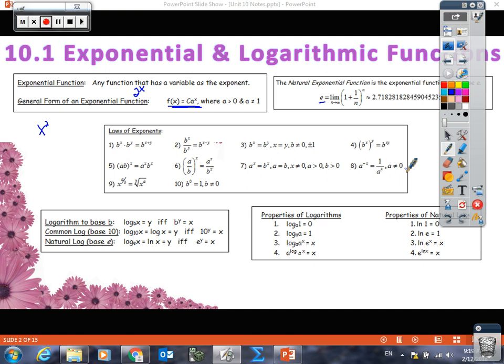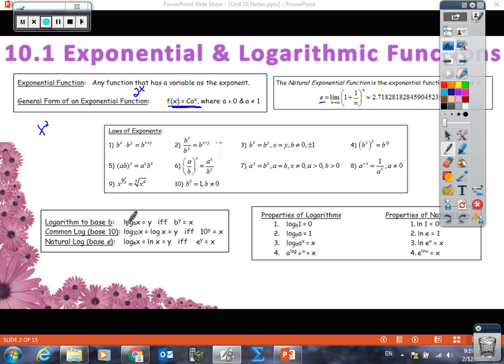So now let's look and remind ourselves, how do we go back and forth between an exponent and a logarithm? How do we do that? This little box right here shows us the rules for doing that. All right, so let's take a look at this first one.